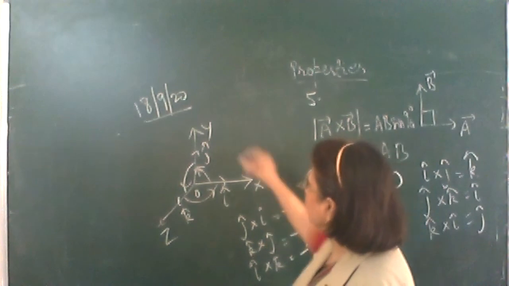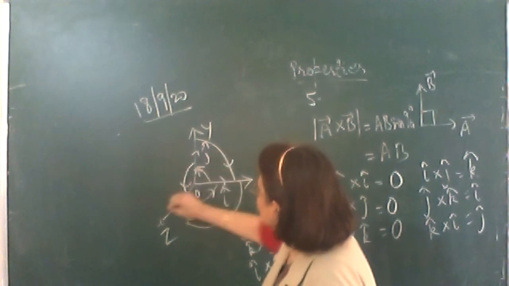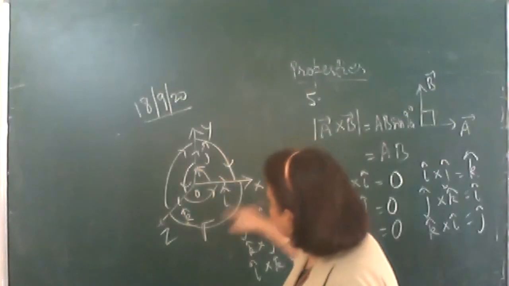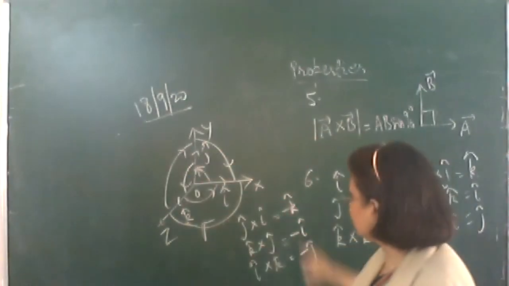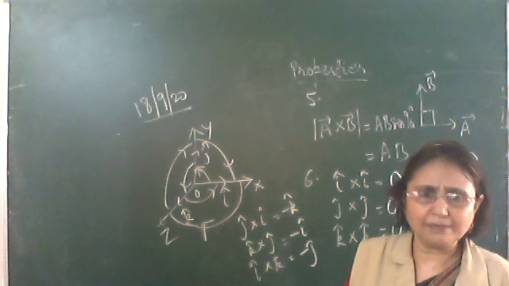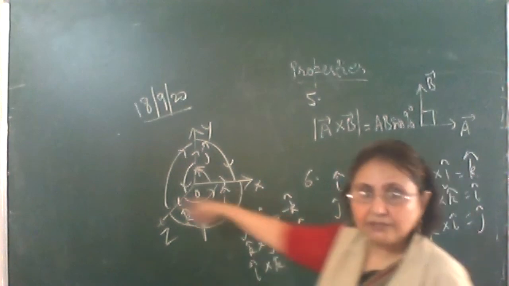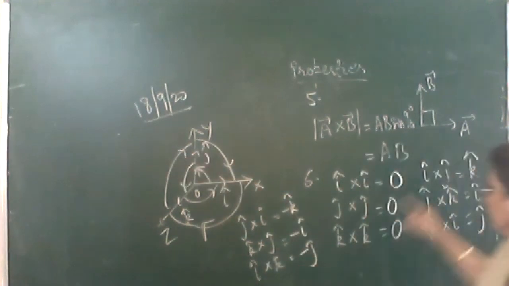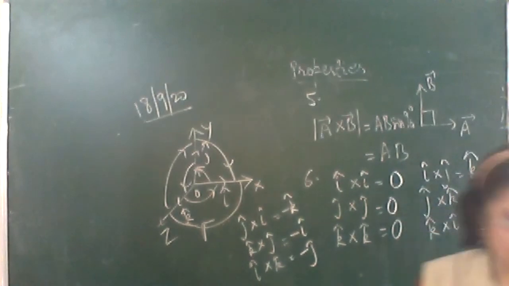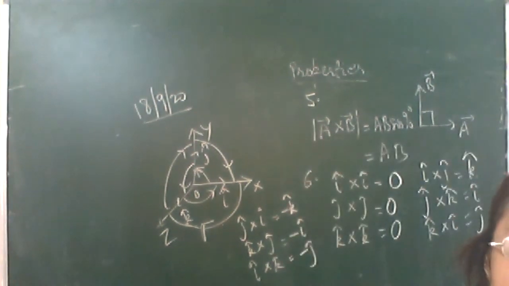Now moving from j to i, j cross i, k cross j and i cross k, we are moving along clockwise direction, so it is negative. Moving along anti-clockwise direction, it is positive. This is just to remember it. And i cross i, j cross j, k cross k is equal to 0. Note it down. By that time I'll take your attendance.